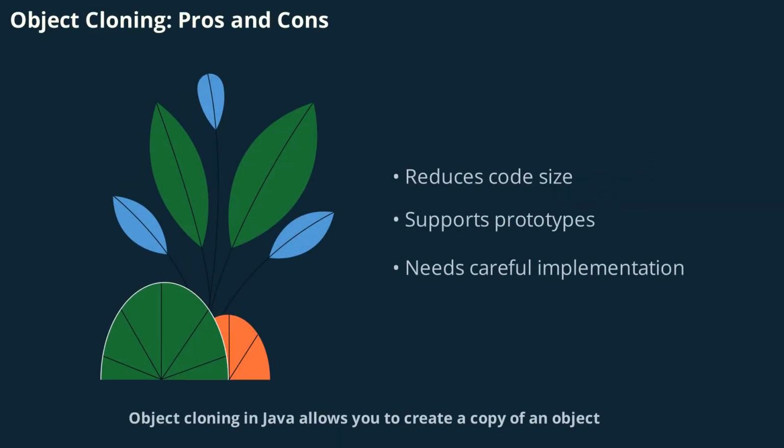Object cloning in Java allows you to create a copy of an object. The clone method is protected and must be overridden. Cloning reduces code size and supports prototype patterns, but it can be tricky due to shallow copying and the need for the Cloneable interface. Proper implementation is essential to avoid issues.